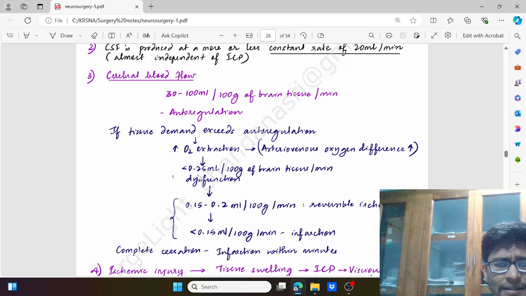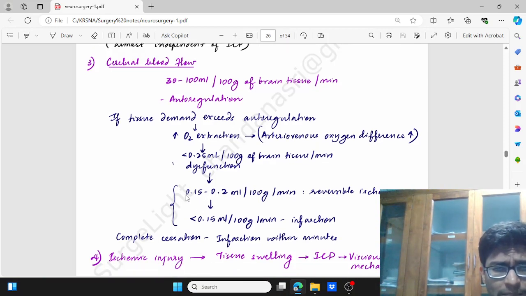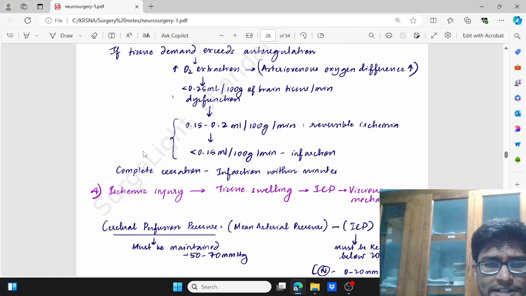If there is less oxygen reaching the brain, that is less than 0.25 ml per 100 gram of brain tissue per minute, it results in dysfunction. And if it becomes 0.15 to 0.2 ml per 100 gram, there is irreversible ischemia. And if it is less than 0.15 ml per 100 gram, it results in infarction. So there is brain death. Complete cessation of flow and damage of the brain cells will lead to infarction within minutes. So there will be ischemic damage.